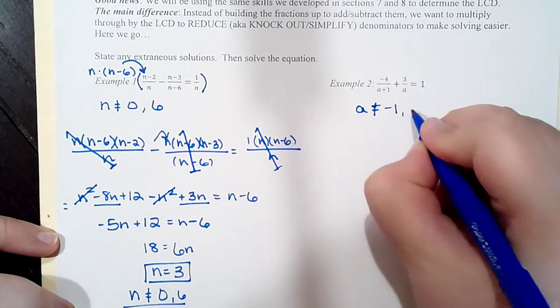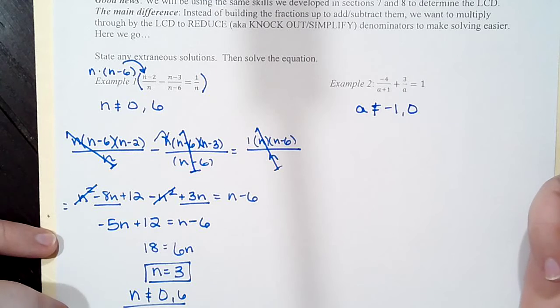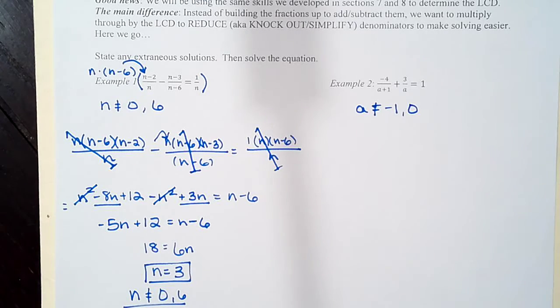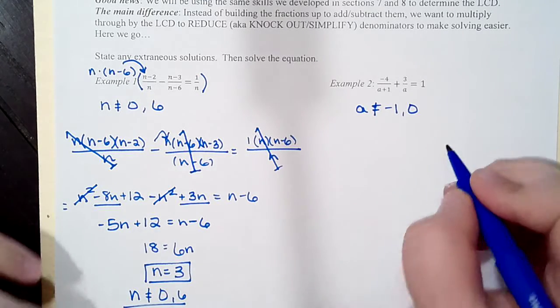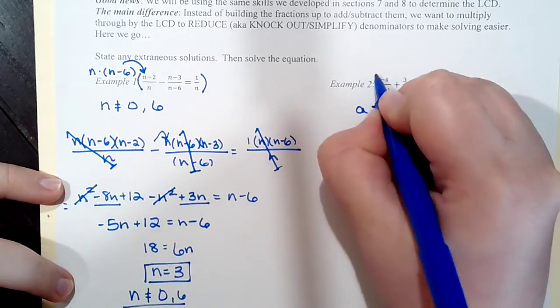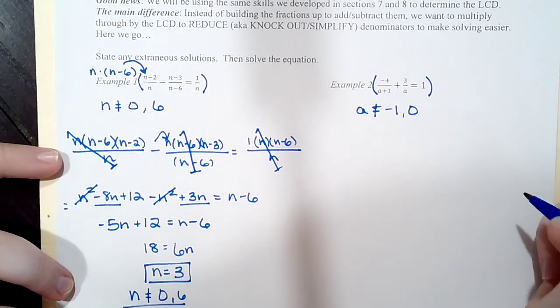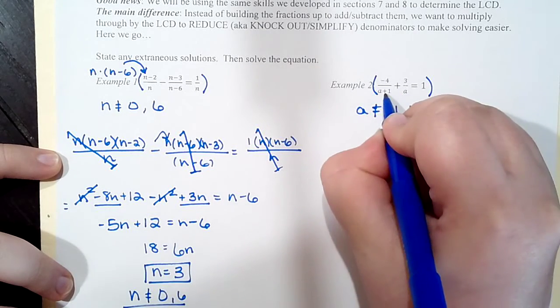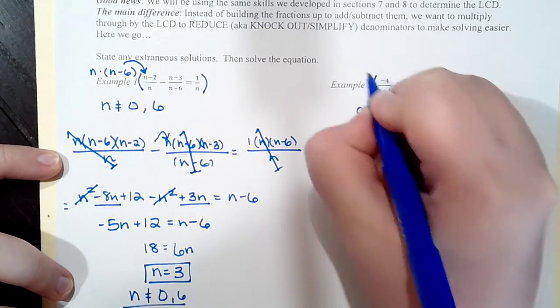And then again, we just have a plain A, which means if we plug a 0 in for A, we're going to have some issues. All right, now let's get to solving. Just like I did with the last one, I'm going to multiply by the LCD. In this case, that is taking A and A plus 1.